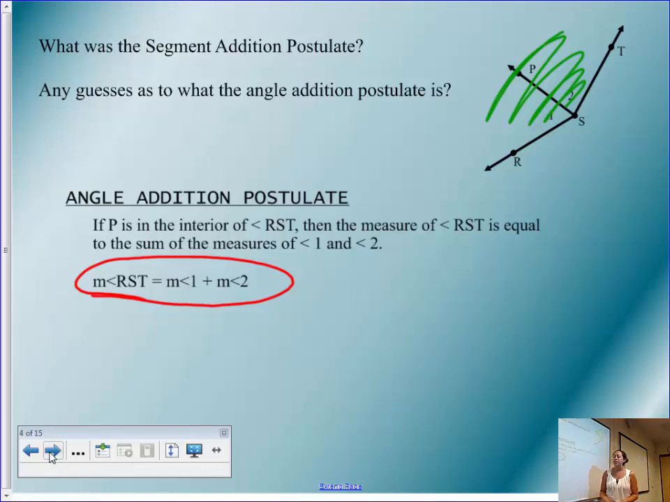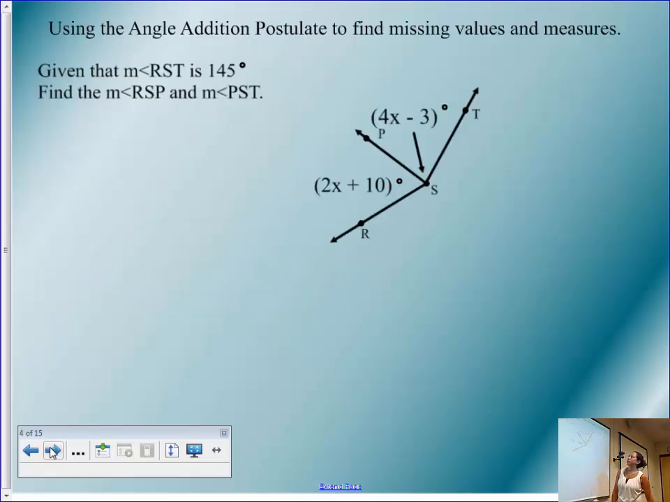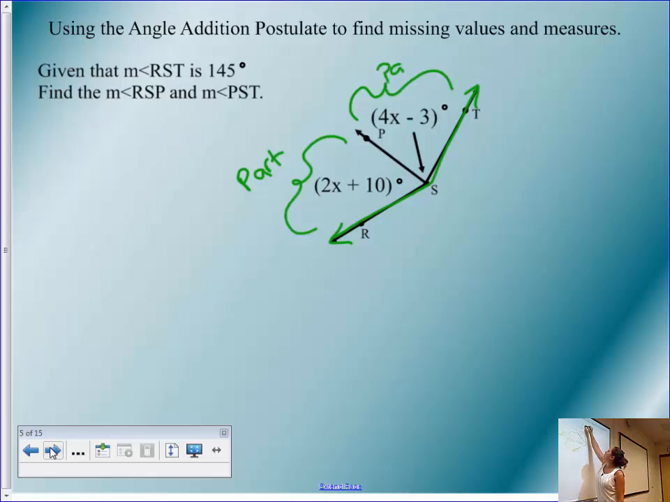Well, let's go ahead and put this into action. Here's my picture. Angle RST is my whole angle, and I've got two parts to this. I've got part 1 and I've got part 2. Given that the whole angle is 145 degrees, this whole thing is 145. We want to find the measure of angle RSP and the measure of angle PST.